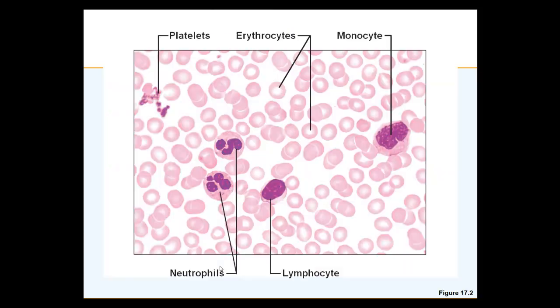Okay, and so if we take a smear of blood, a drop of blood, and spread it on a slide and stain it, we will see some of the cells we are talking about. We will see the neutrophils over here, and we'll have some lymphocytes. Here we see an example of a monocyte, which we will describe later on.